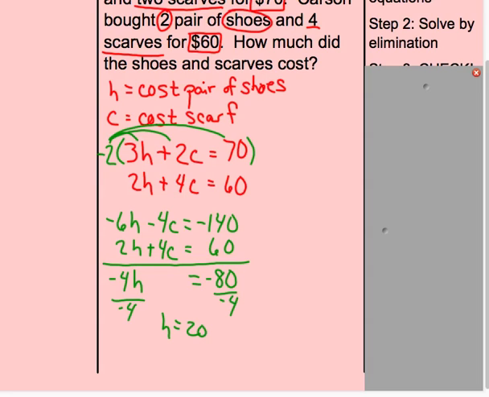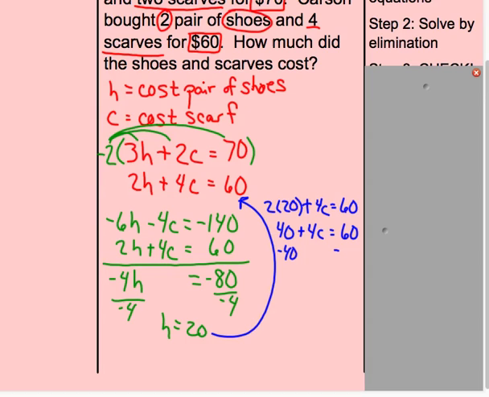So now we need to figure out the cost for the scarves. So going back up to my red equations, I'm going to use one of my original red equations. I'm going to use my second one because the numbers are kind of small. Substituting 20 for H. I need to solve for the price per scarf. 2 times 20 gives me 40. Subtracting 40 from both sides. 4C equals 20. Dividing both sides by 4, we get C equals 5.